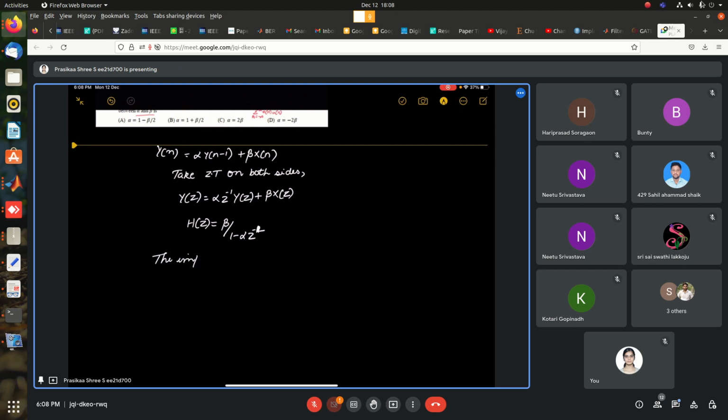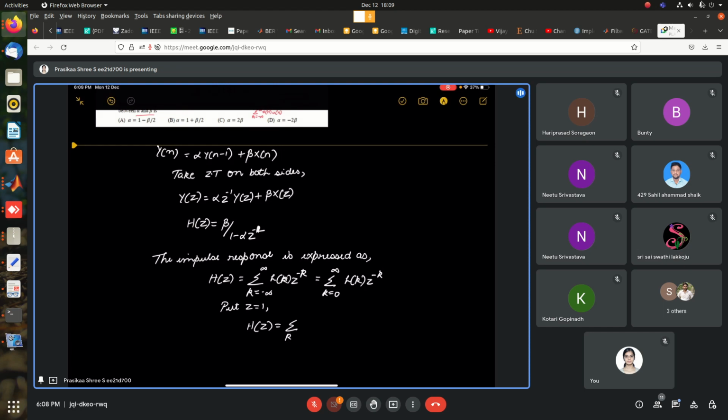The impulse response is expressed as H of z, which is equal to the sum from k equal to minus infinity to infinity of h of k z power minus k, which can also be written as k equal to 0 to infinity of h of k z power minus k. Now put z equal to 1. If you are taking Fourier transform, then you need to apply omega equal to 0. So what you'll get is H of 1 equal to the sum from k equal to 0 to infinity of h of k.